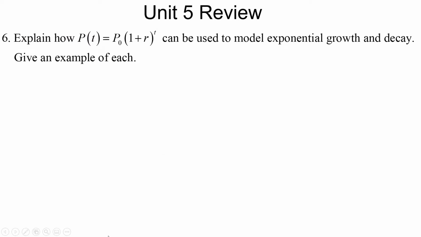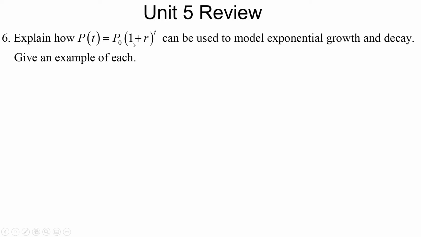Okay, number 6. Explain how P of t equals P sub 0 times 1 plus r to the t. Now again, this is my simple interest formula right here, but they're using P instead of A, and that's very common in the business world because P is like the principal of my investment, what I invested, and then we're hoping every year that that is growing. So explain how P of t equals P sub 0 times 1 plus r to the t can be used to model exponential growth and decay. Give an example of each.